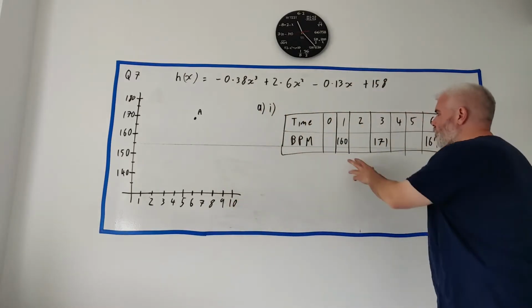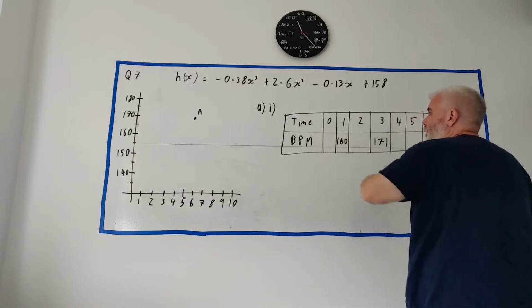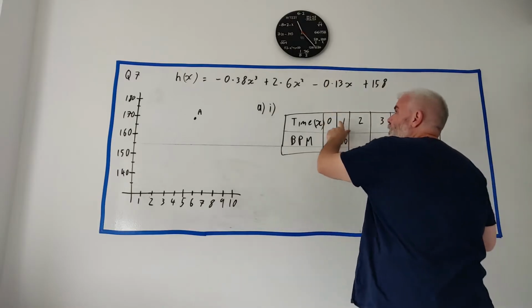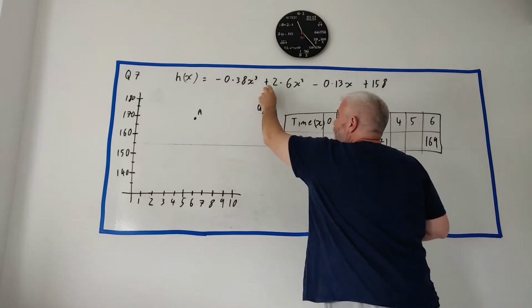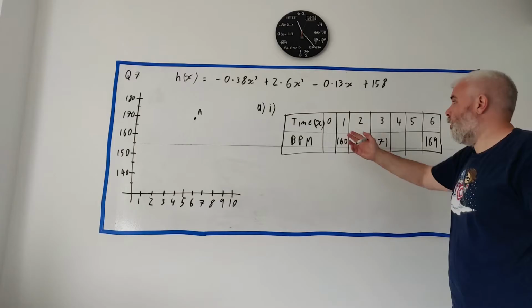So all we need to do to get these numbers, they've given us 3 of them, is put x in. Time is x in this case. Put the number for x into this function. If we put the number 1 in here, got a calculator and did all this out, we'd get 160. So we can go ahead and do this.